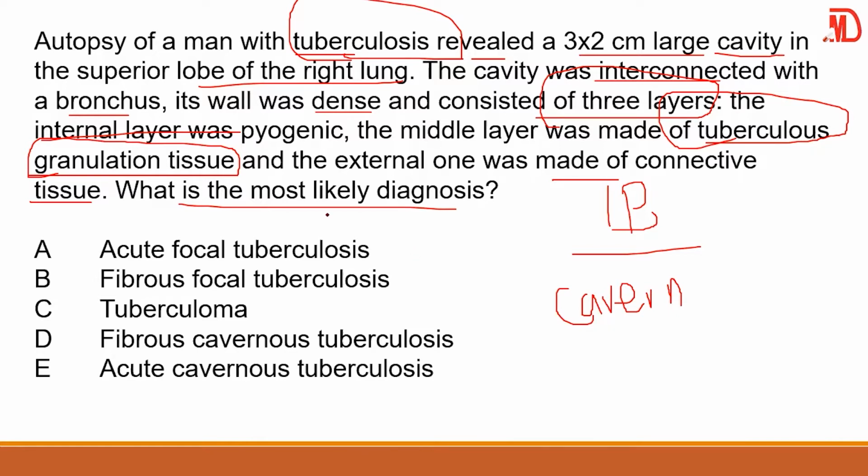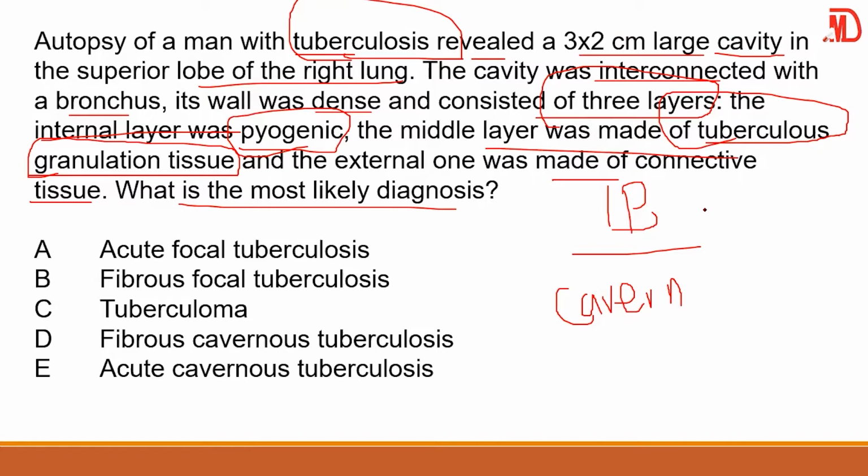Now let's continue. Before that, they said this cavity was interconnected with the bronchus, and the wall is dense and consists of 3 layers. The internal layer was pyogenic. The middle layer was tuberculous. And the outer layer was made of connective tissue.